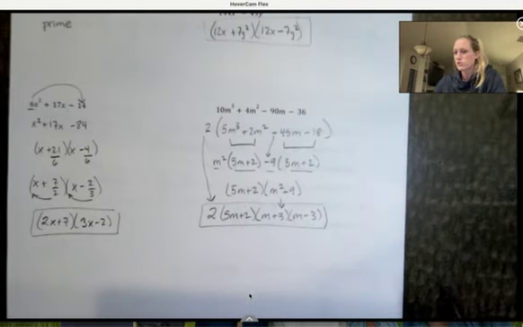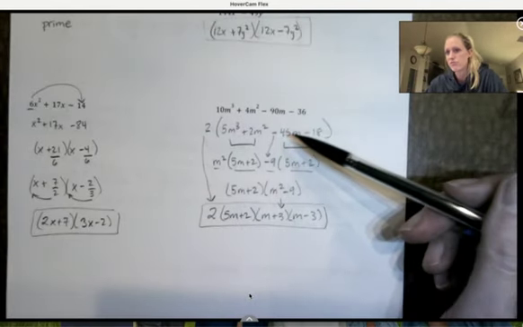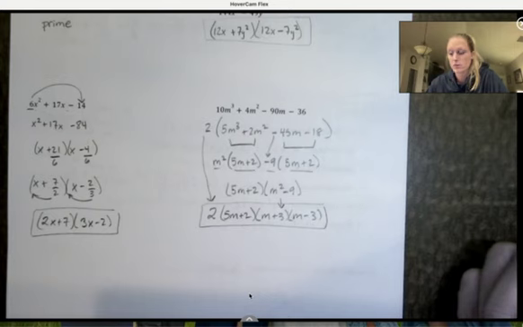I kind of used a couple strategies there. First GCF, factor by grouping, and then difference of squares.